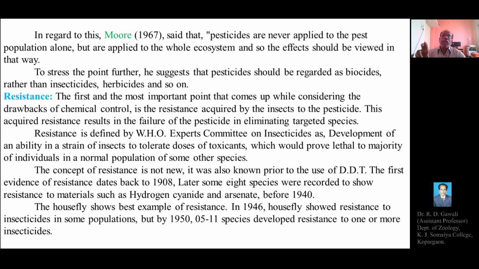So these are just the studies or reports which indicate the increase in resistance of the pest population against a variety of chemicals, and this will lead human beings to increase the dose or the concentration of these pesticides so as to kill these pests. So it's about the resistance.